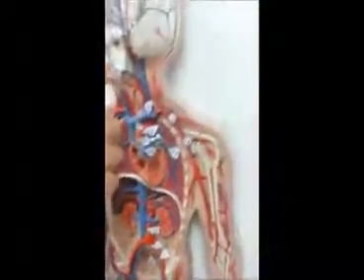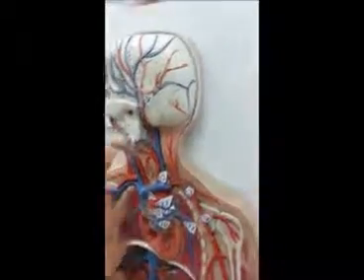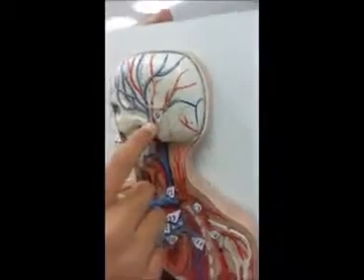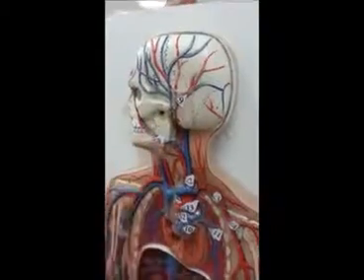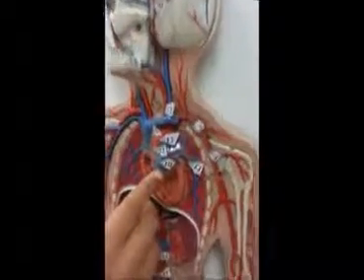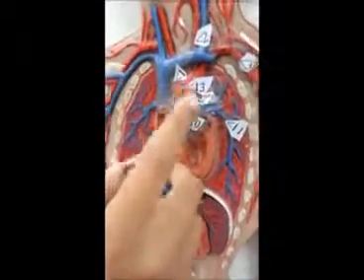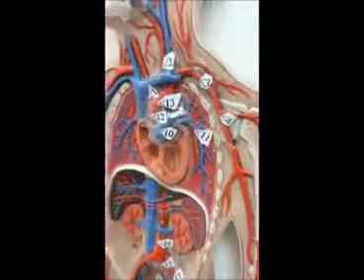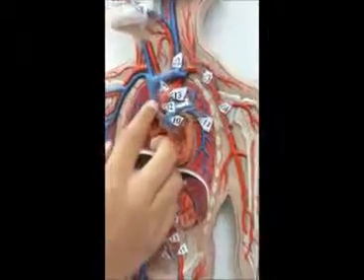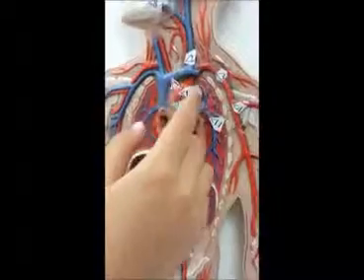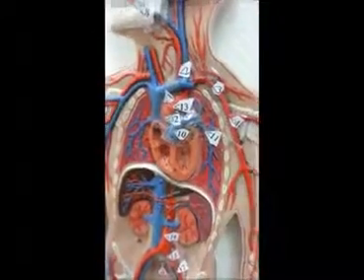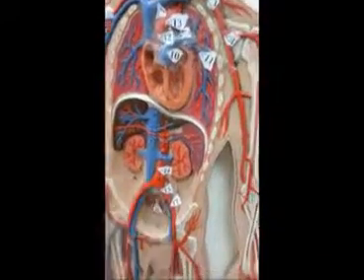Right over here we have the facial artery. Okay, we have the superficial temporal artery. Right over here we have the pulmonary trunk and we have the pulmonary arteries. This is the ascending aorta. This is the arch of aorta. And we have the abdominal aorta.